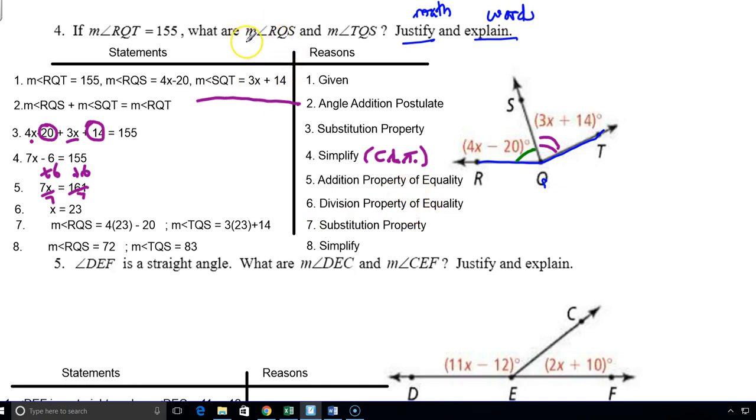Now the question was asking us for the measure of angle RQS and the measure of angle TQS. And so we already know what those are expression-wise in statement 1. We brought them in as our given. So in step 7, I'm going to substitute those in. 4 times 23 minus 20, and 3 times 23 plus 14. They're just substituting, and then we simplify, and we find that the measure of angle RQS is 72, and the measure of angle TQS is 83.